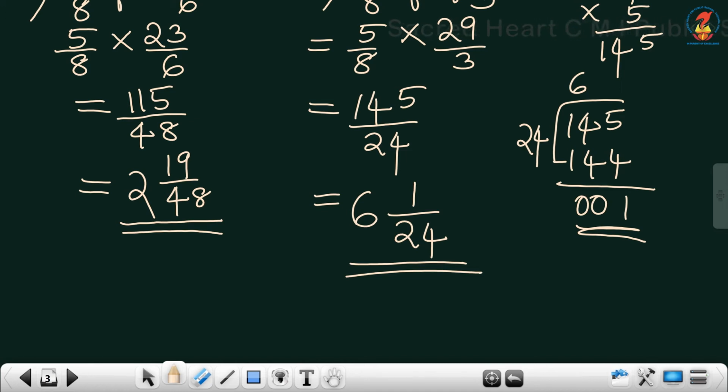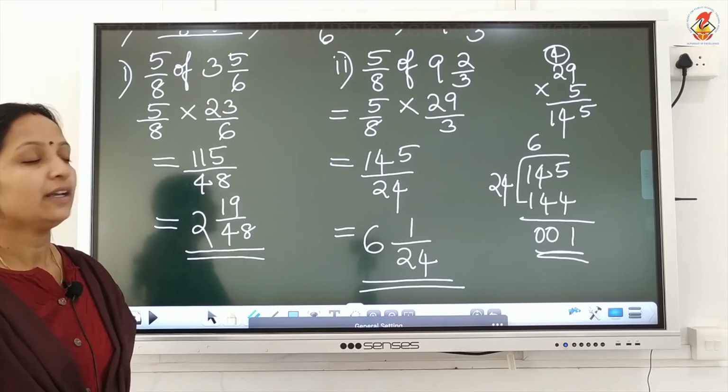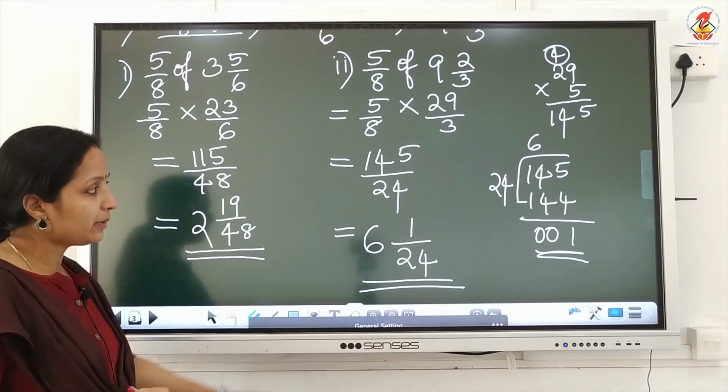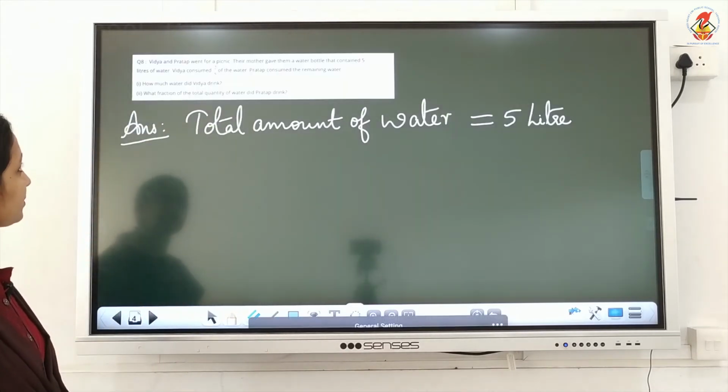I think these questions are clear for everyone. If it's a mixed number, you convert it into an improper fraction, then only you do the multiplication. And if the answer is an improper fraction, convert it into a mixed number by doing the division. Okay, now move to the next question.